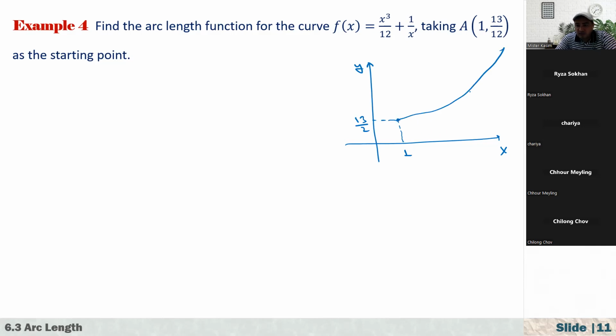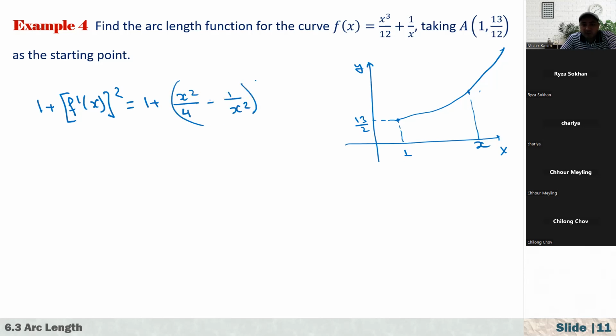So now starting from here to any point, let's say this point is x, right? What will be the arc length function for this? From here, we know that the arc length function involves 1 plus f prime of x squared, which is equal to, what is it? That's equal to 1 plus the square root of this one. We have just seen this, that's equal to x squared over 4 minus 1 over x squared. So that thing, if you remember, we had just done this, is equal to x squared over 4 plus 1 over x squared, all squared.